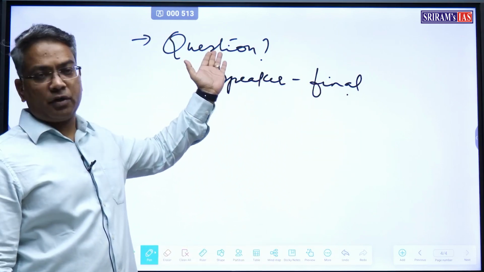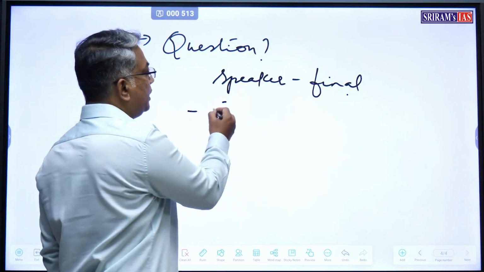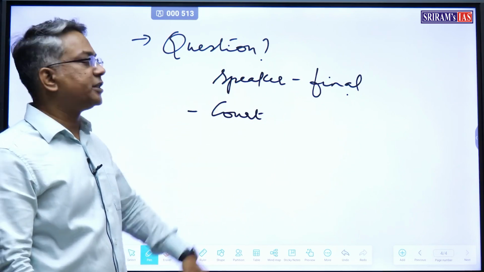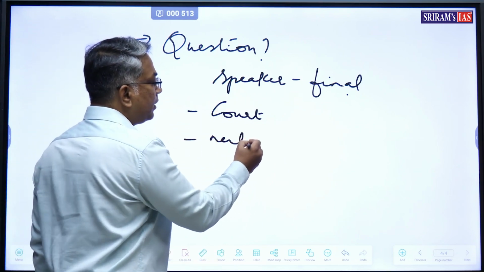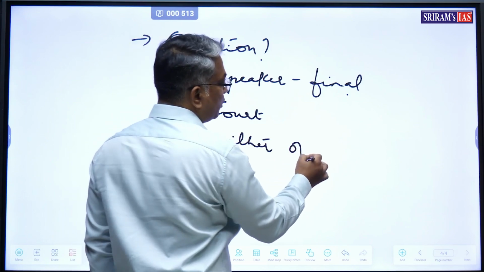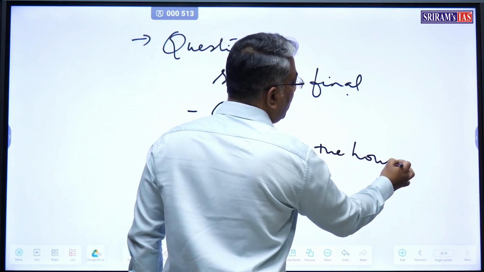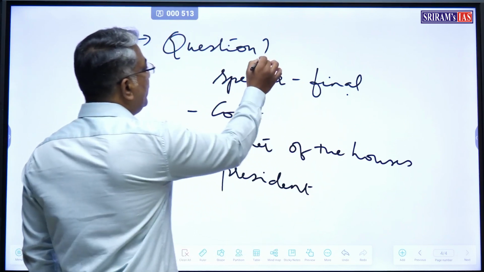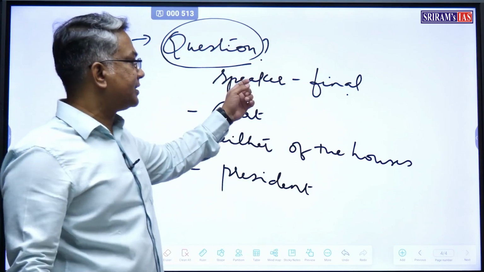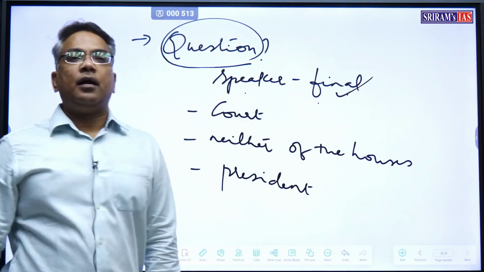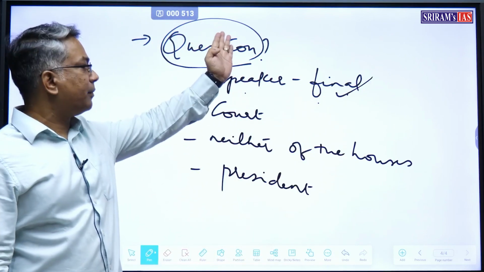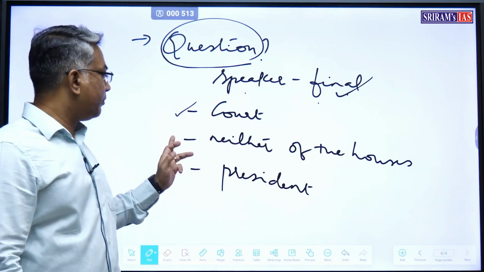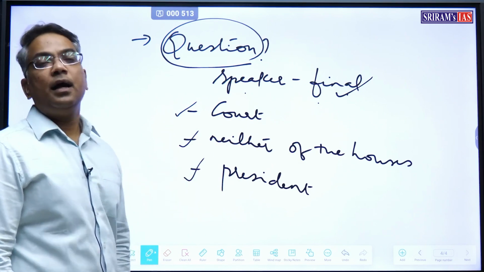The decision of the Speaker relating to the question of the money bill cannot be inquired into by any court, cannot be challenged or subject to the jurisdiction of the court, and neither by the houses nor even by the president. Okay, so who will decide on the question related to the money bill? Speaker will decide, and his decision is final. Okay, and this decision of the Speaker related to the money bill cannot be questioned by the court, neither by both the houses nor even by the president.